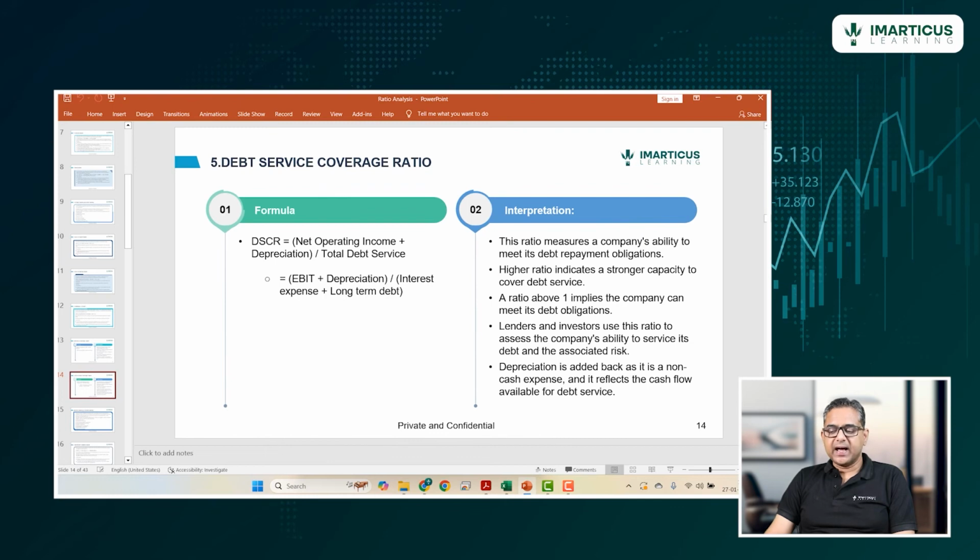Depreciation is added back as it is a non-cash expense and it reflects the cash flow available for debt service. So adding back depreciation is done because it is a non-cash expense and it is not impacting the cash flows. EBIT has already deducted the depreciation, so we are adding it back to make it more relevant in terms of actual cash flows available to service the debt.